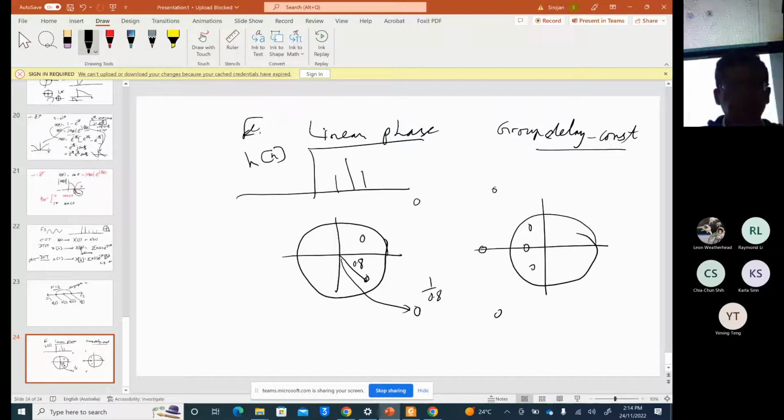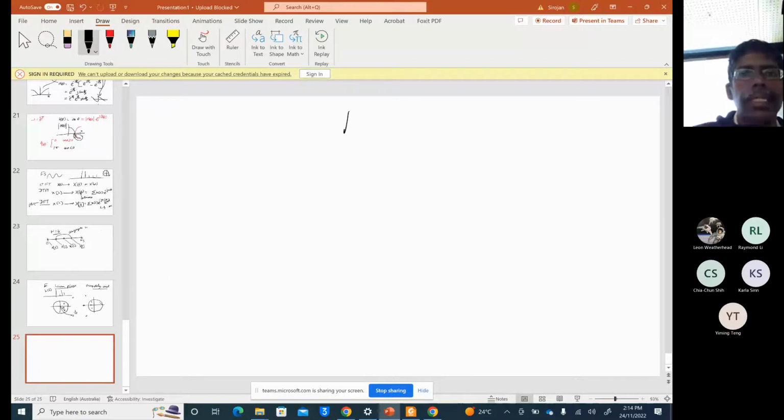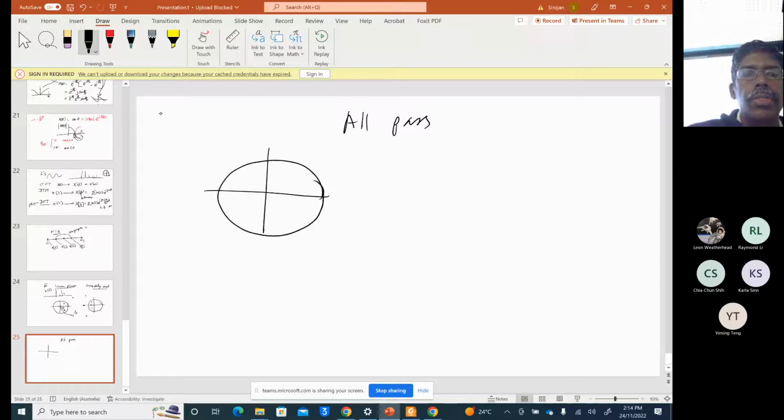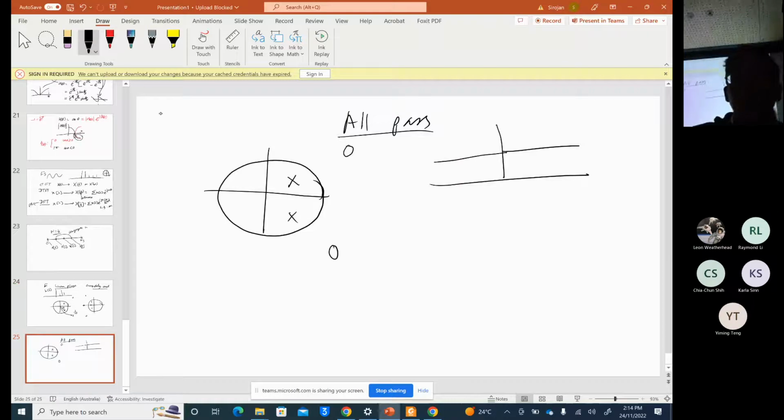And for all pass filters, in the pole zero diagram, you should have the poles and zeros in conjugate symmetry. So that is the all pass. All pass filters mean the magnitude response is constant. Okay, so that is all pass filters. Here the poles and zeros are conjugate.